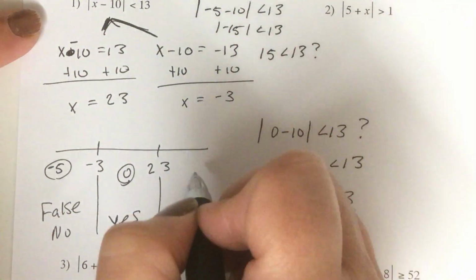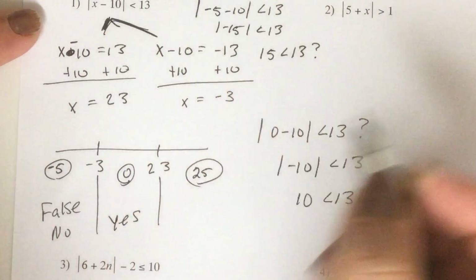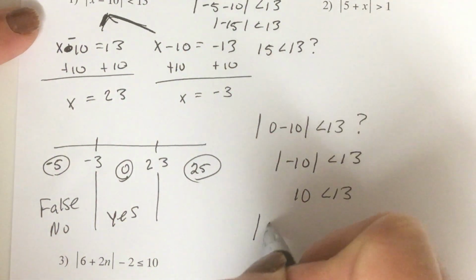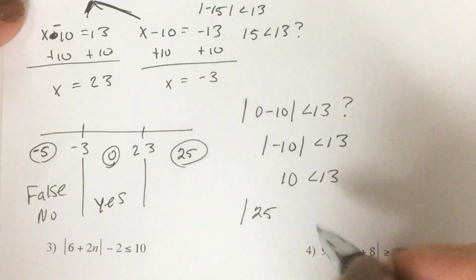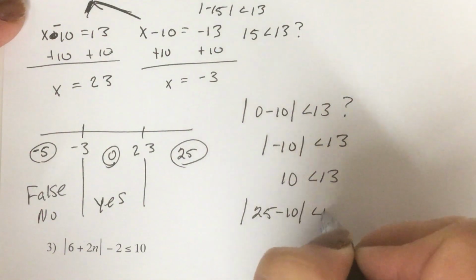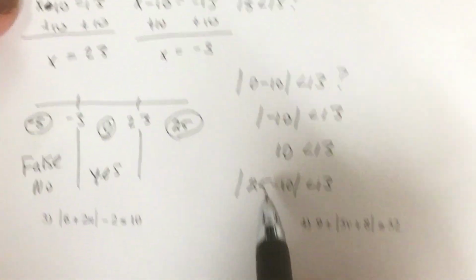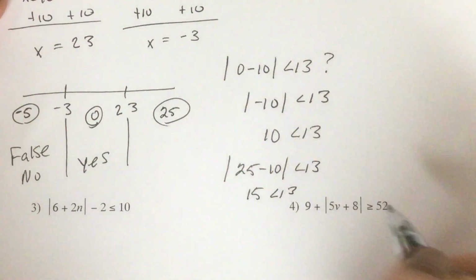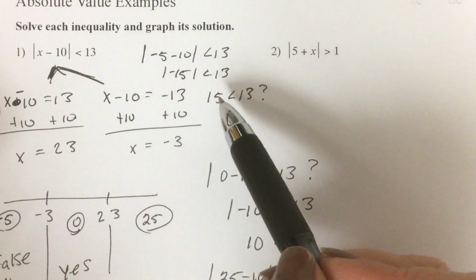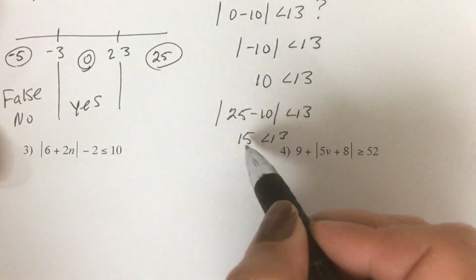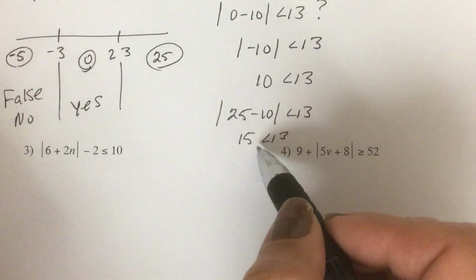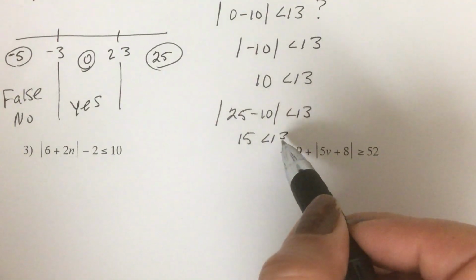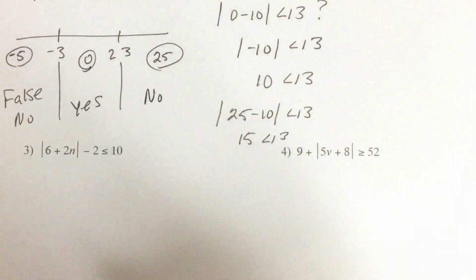Now I pick a number bigger than 23. Let's say I pick 25. So now I have the absolute value of 25 minus 10 is less than 13. Well, 25 minus 10 is 15. 15 is not less than 13. And it's just a coincidence that I got a 15 on the inside when I picked my first number and 15 on the inside when I picked my third number. But 15 is not less than 13, so this is also a no.